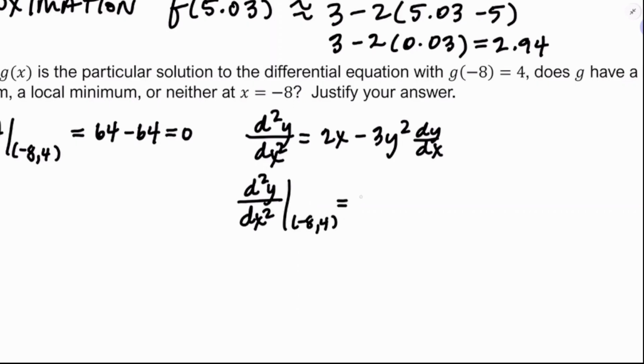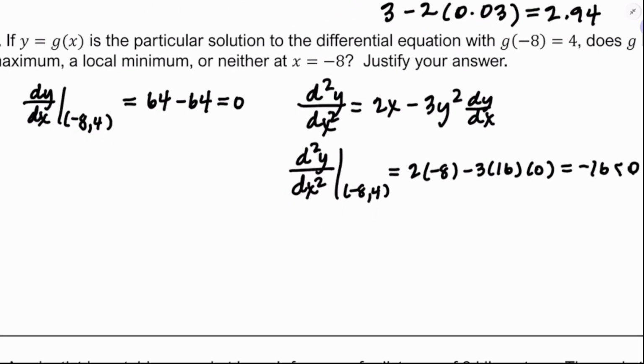I'm going to get 2x minus 3y squared dy dx. That's going to be -16, which is a less than 0 number. Since the first derivative is 0 and the second derivative is negative, I can conclude I am at a local maximum.